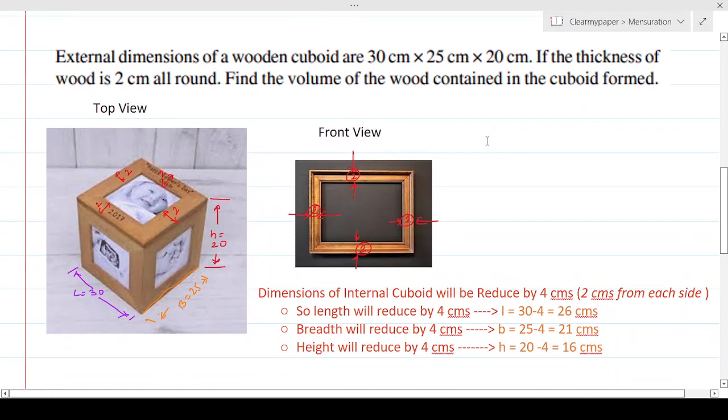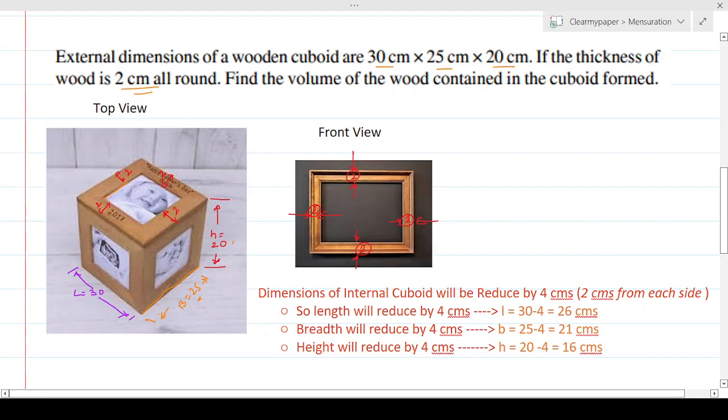I've written the question again here. So this 30 by 25 by 20. I've taken the external dimension over here, 30 by 25 by 20. That's the external dimension. And if the thickness of the wood itself is 2 centimeter all round, from all the directions there's another internal square or internal rectangle coming up, which also takes the form of a cuboid. So you can think about it as a cuboid within a cuboid. And the thickness of the wood is 2 centimeter from all the sides.